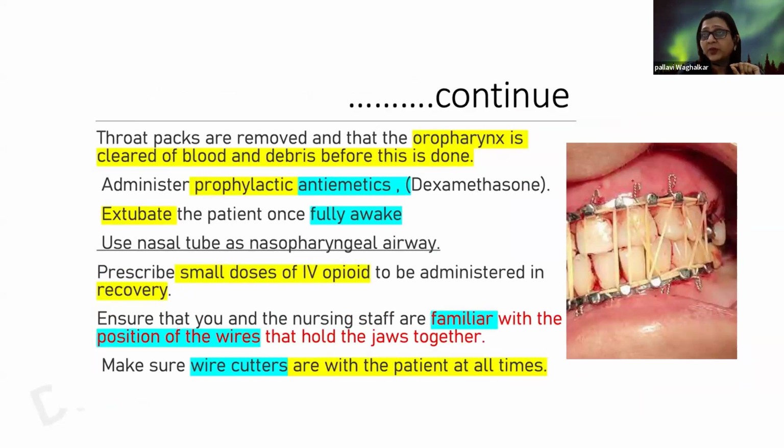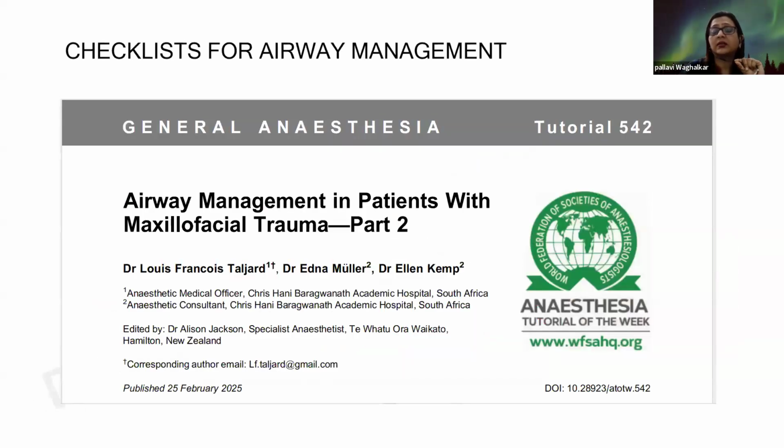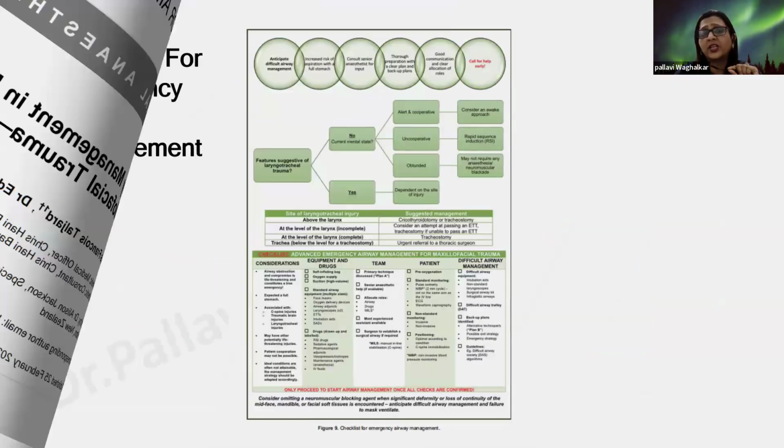Small doses of IV opioids might be required if patients have a lot of pain. The staff should be familiar with all the positions of wires that will hold the jaw together, and wire cutters should be available with the patient all the time in case of obstruction. So this is the checklist which they have given for airway management.